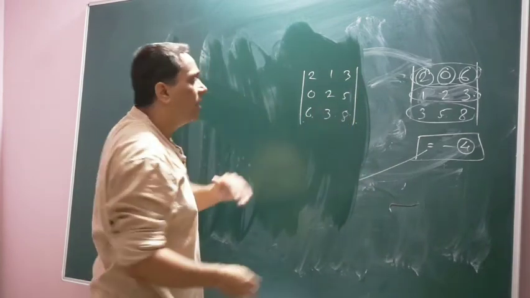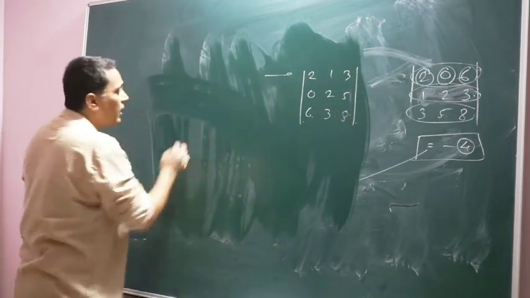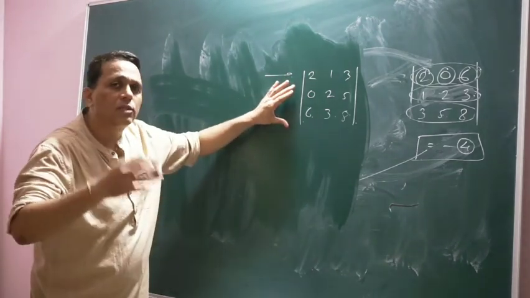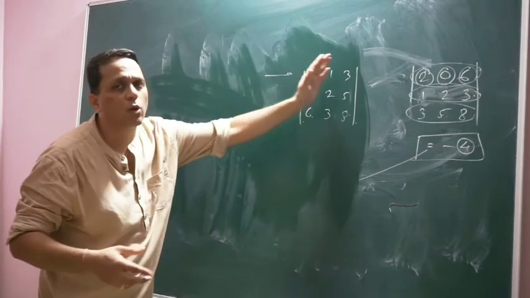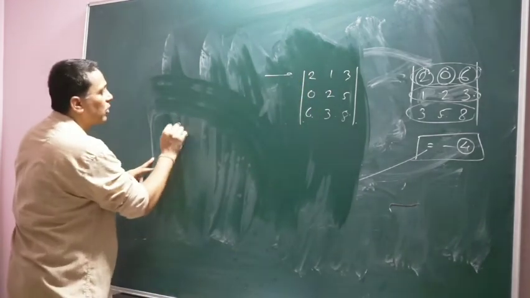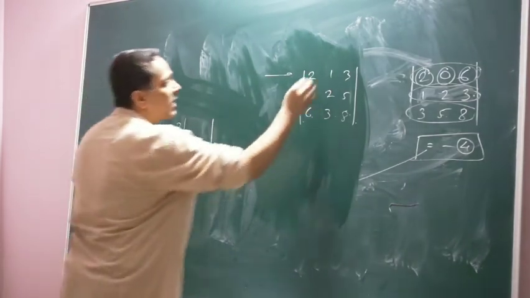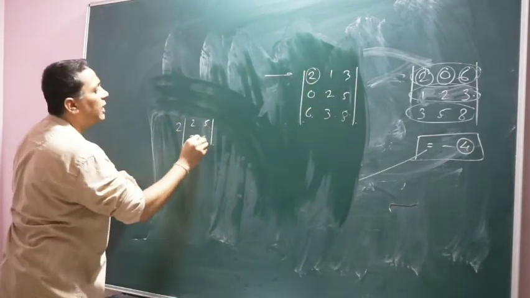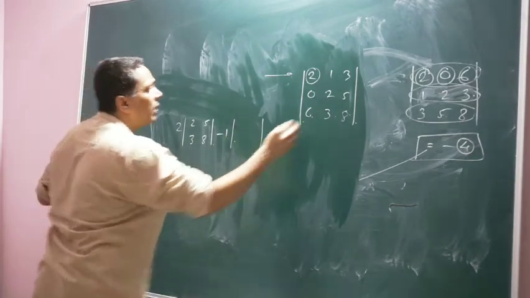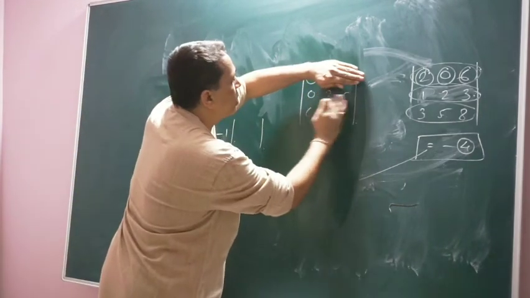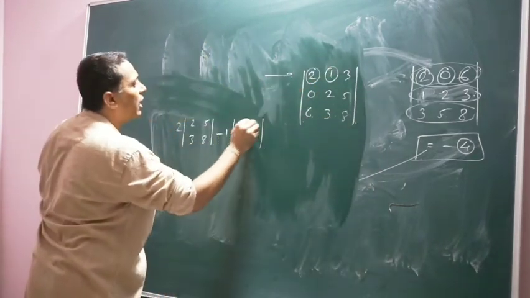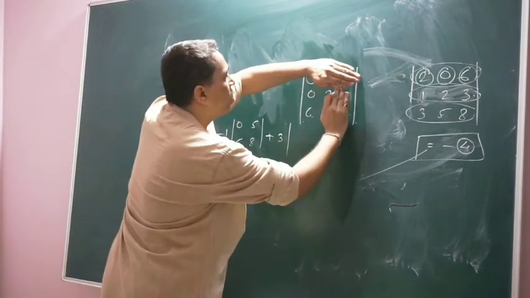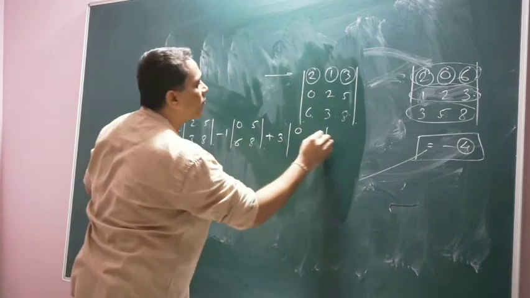Again we will find the value along the first row. As you know, we can find the value of any determinant in 6 ways, considering 3 rows or 3 columns. So considering the first row, what remains is, forget the row and column, 2, 5, 3, 8. Then always subtract the second number. What remains is 0, 5, 6, 8. And always add the third number. Forget the row and column, 0, 2, 6, 3.